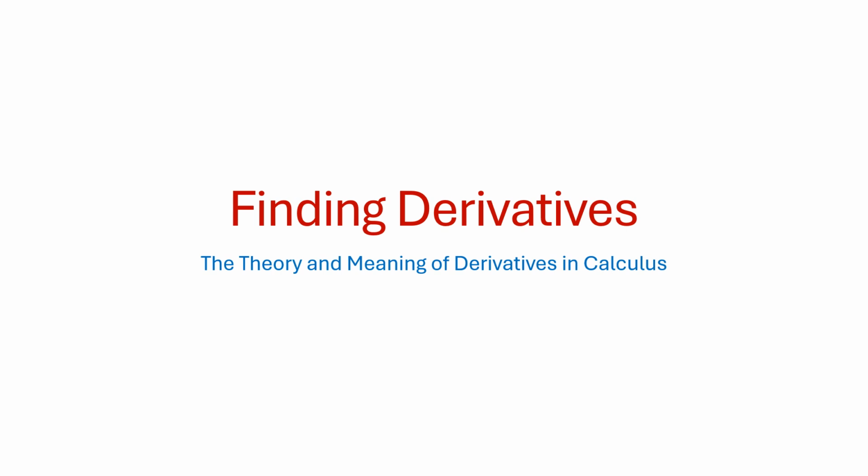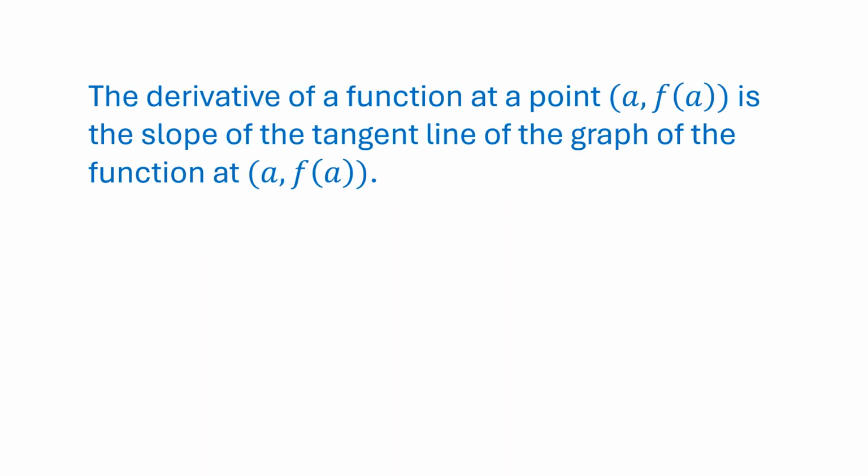Finding derivatives. This is a basic technique of calculus. The derivative of a function at a point a, f of a, is the slope of the tangent line of the graph of the function at a, f of a. That's all it means. This basically gives us the slope of the curve.